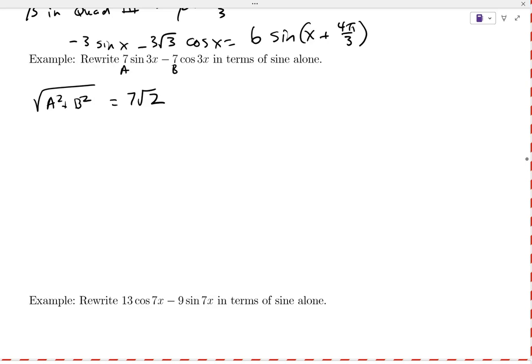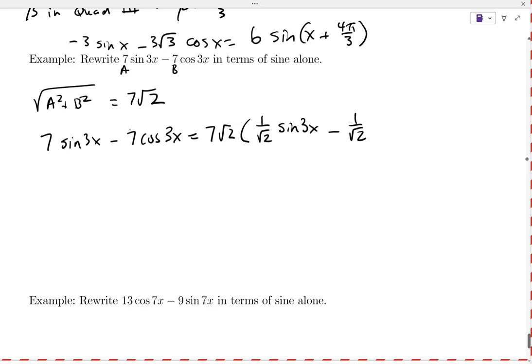Next thing we want to do with that number is what? What do we do with that 7 root 2 now? We divide it. Oh yeah, we'll multiply and divide it, right? So the 7 root 2 that we're multiplying by will hang out in front. And then we'll divide also by 7 root 2. So 7 over 7 root 2 will give you 1 over root 2 sine of 3x minus, and you'll get another 1 over root 2 cosine of 3x.